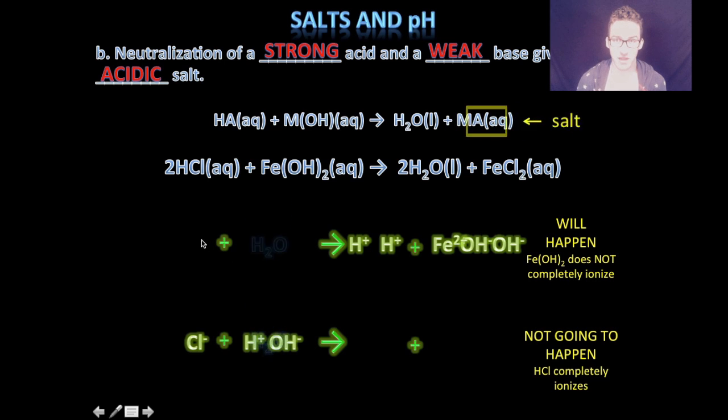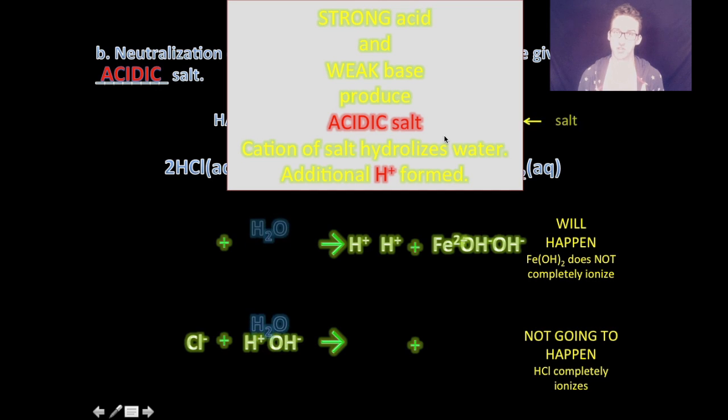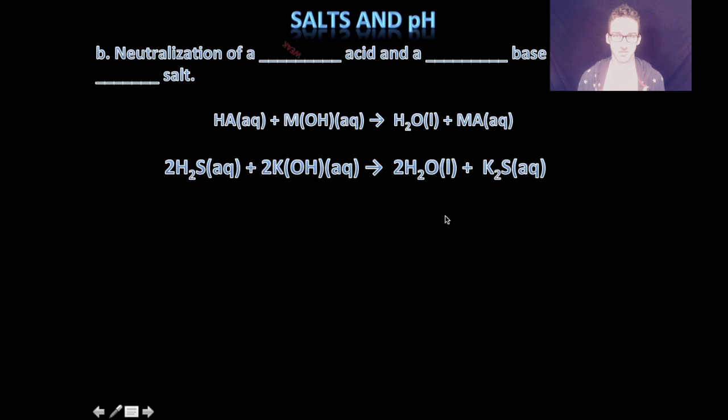So if we have the iron ions from this salt hydrolyzing water to produce additional hydrogen ions, we say that this is an acidic salt. And your pH of your solution is going to be in the acidic range. So a strong acid and a weak base will produce an acidic salt. The cation of that salt will hydrolyze or split water. Additional hydrogen ions will be formed, an acidic salt.